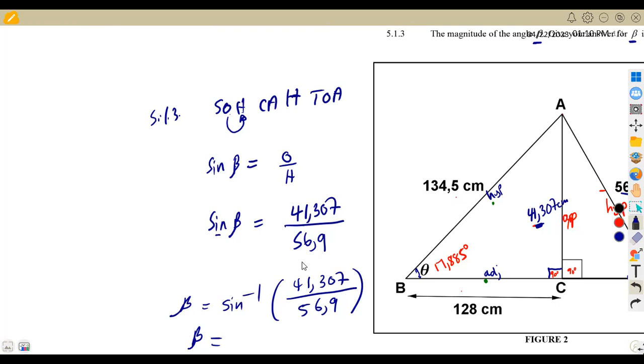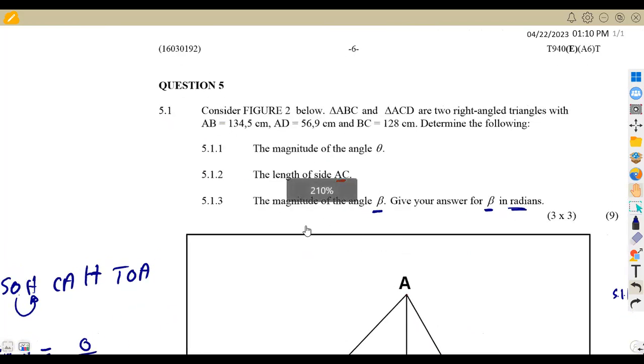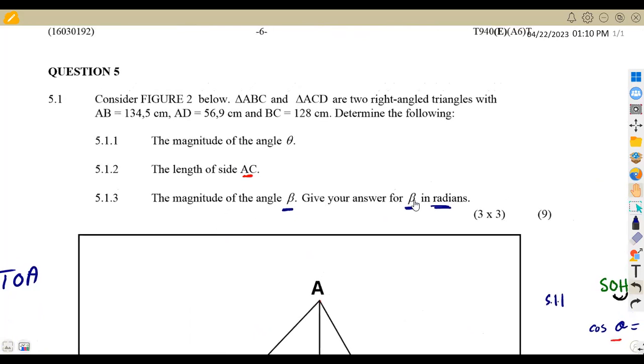On your calculator, make sure that your calculator is in radians, since we are given that this beta is supposed to be given in radians. So you convert your calculator to radians. Let me show you. Let me try to put the screen on a calculator. All right, I hope you can see.